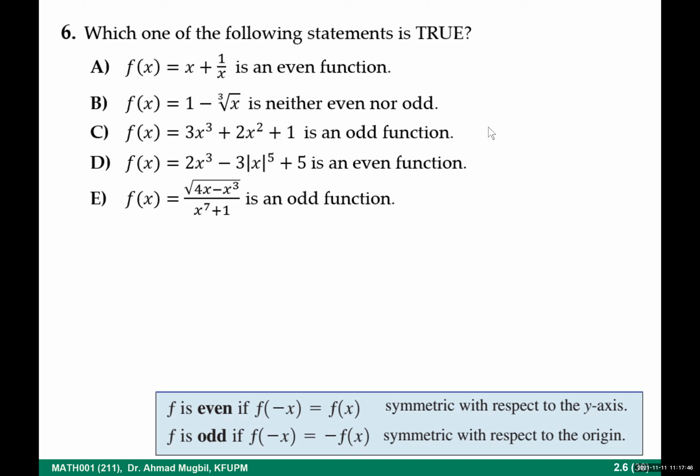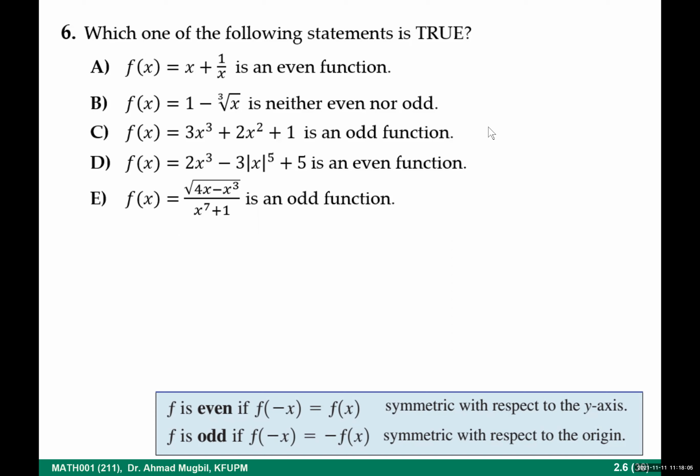Tell me about the first one. If you raise your hand. Yes, the first one. Why? So it is not even. What is it? If it is not even, what is it?